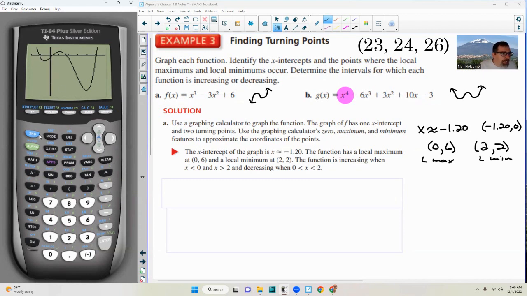I want to find this x-intercept. So I hit second, calculate 0. And I want to be to the left of that first 0 over here. So if I move my cursor to the left of that 0, I'm going to be on the positive y value. So I'm above the x-axis here, hit enter. Then I want to go negative. I hit enter. And my x-intercept is -0.89.